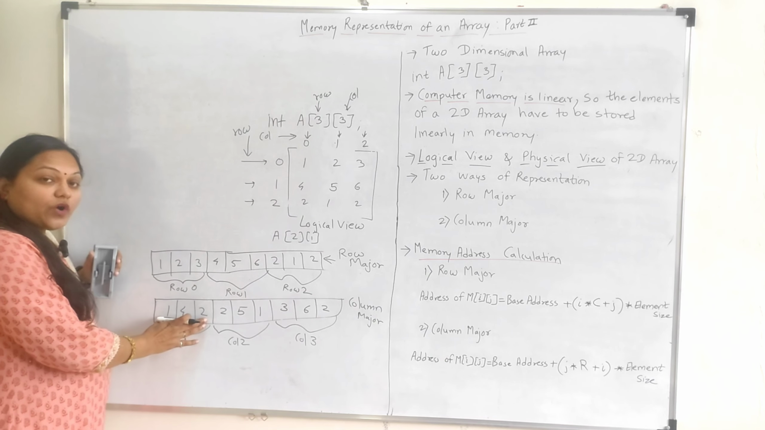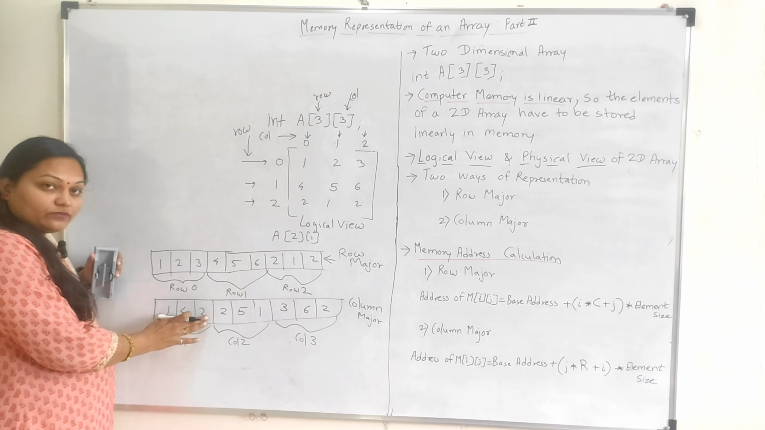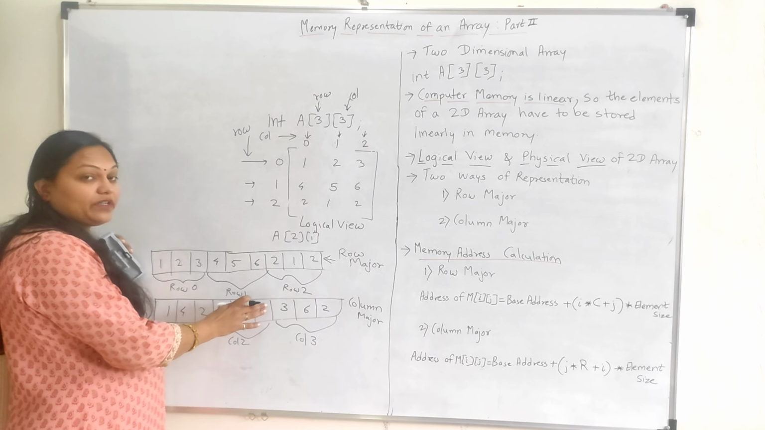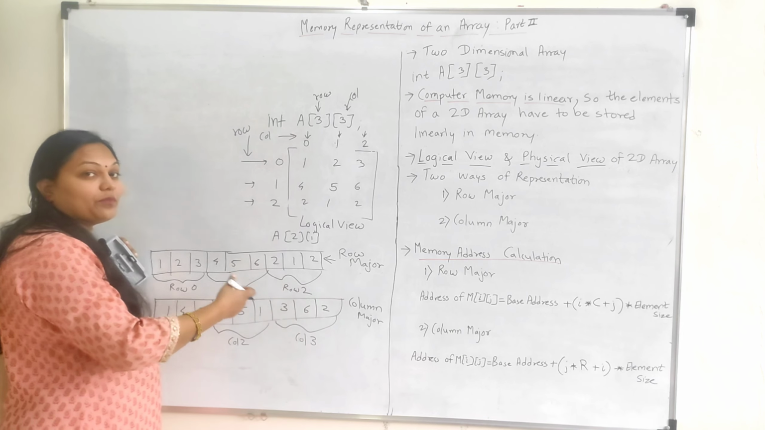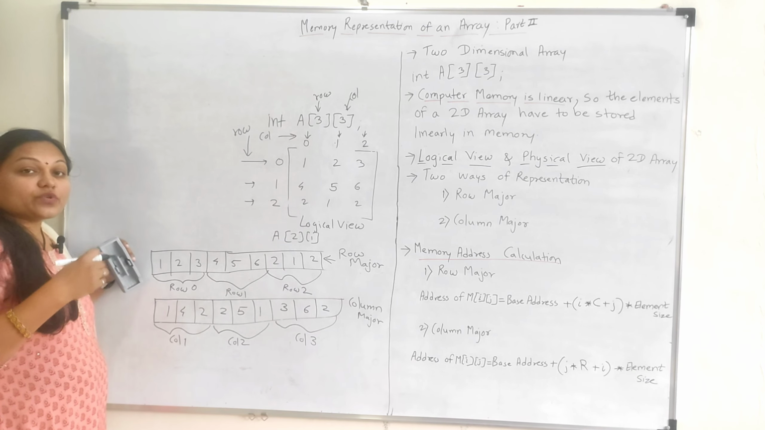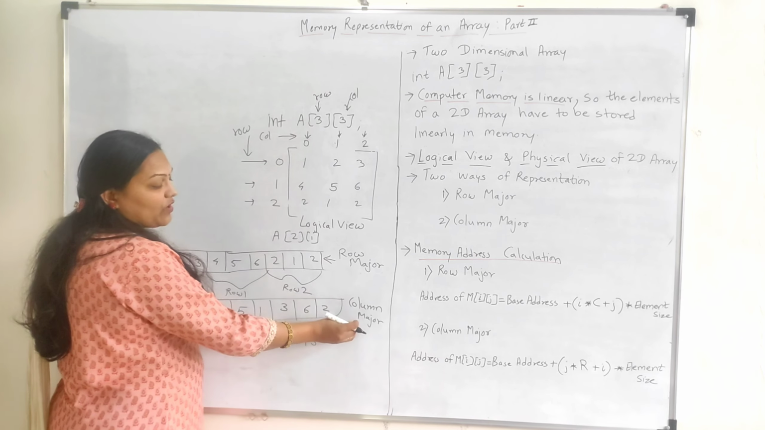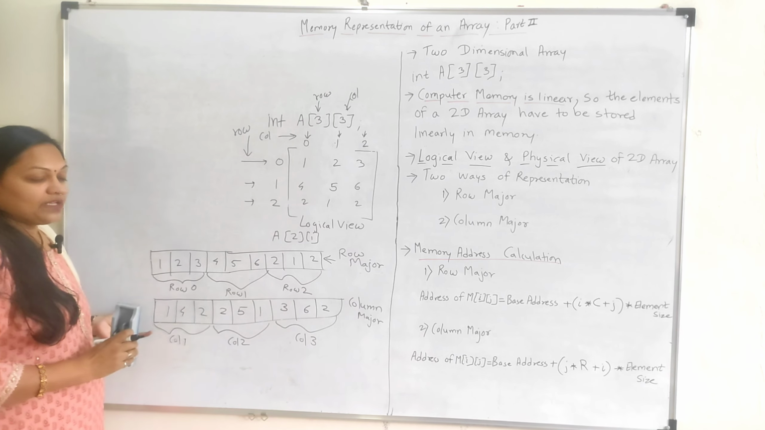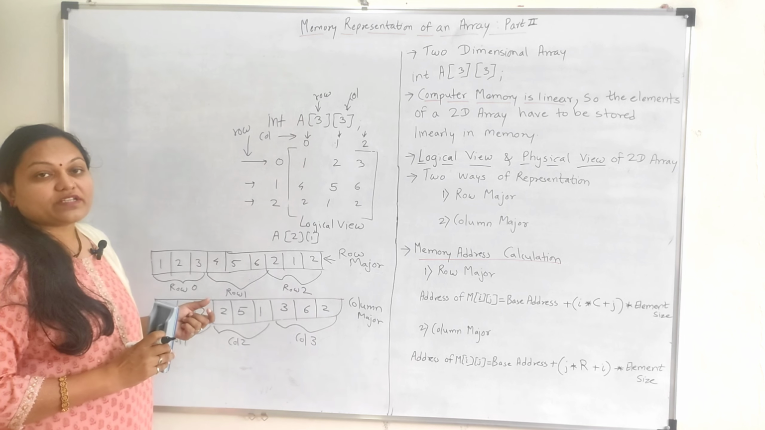Here we are storing all the elements of the first column, then the elements of the second column, then the third column. Meaning we are storing elements column wise. That's why it is called column major. Okay, so these are the two memory representations of a two-dimensional array.